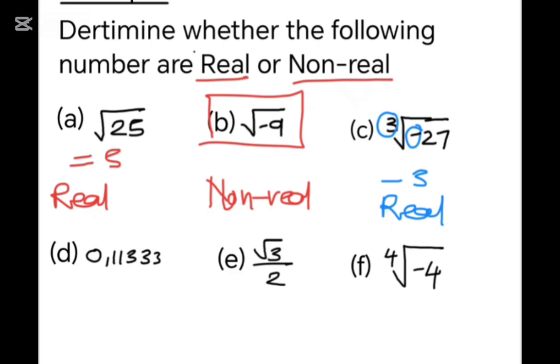So going to letter D, these are decimals. This one obviously is going to be a real number, because it's not an undefined number. So going to letter E, obviously this one is also going to be real. This is an easy one because it does not give us undefined.